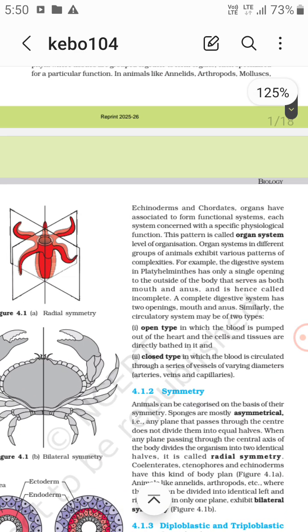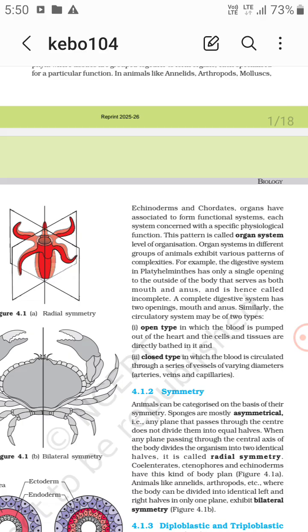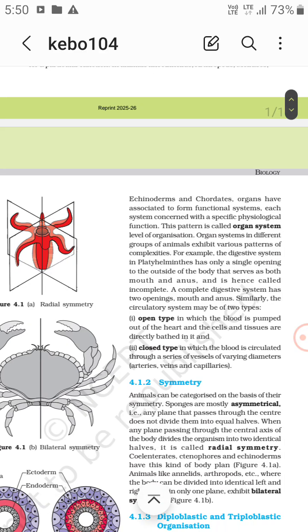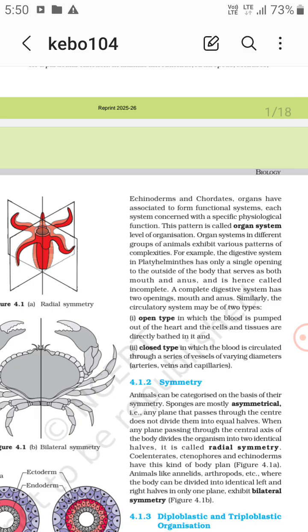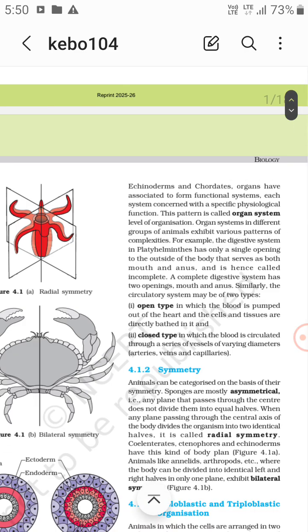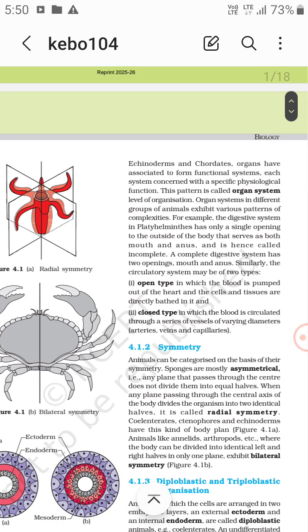The digestive system in platyhelminthes has only a single opening to the outside of the body that serves as both mouth and anus, and hence it is called the incomplete digestive system. Now, a complete digestive system has two openings, that is, mouth and anus.